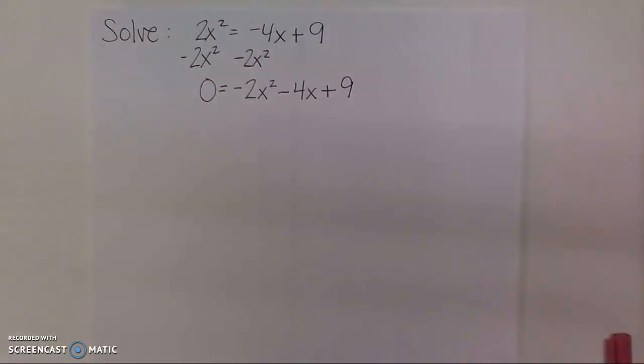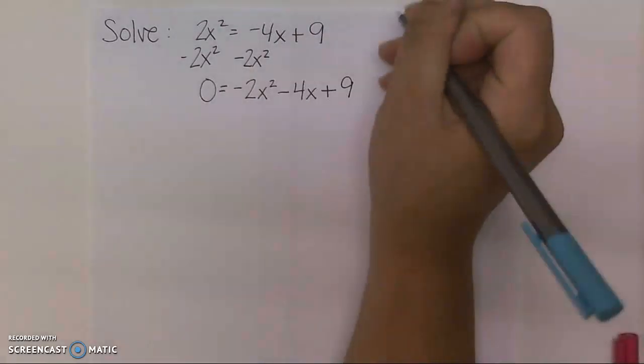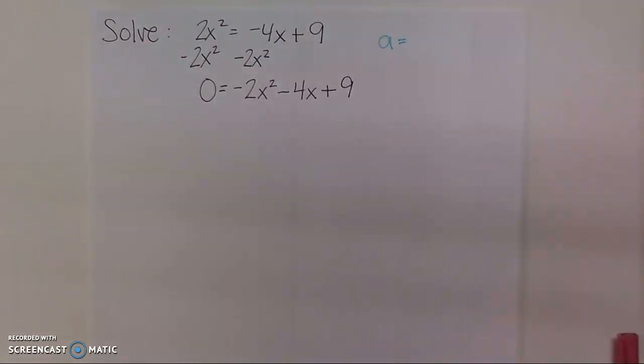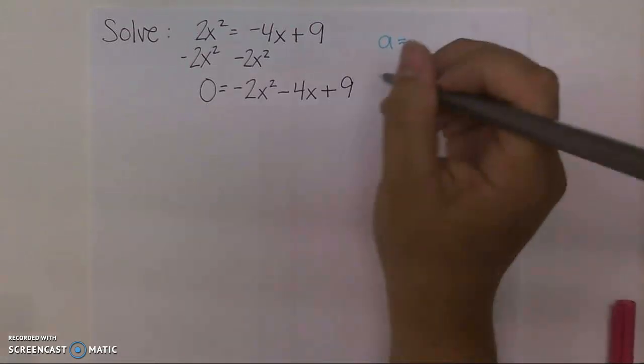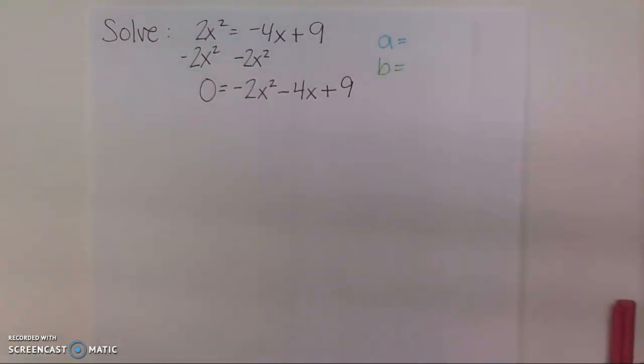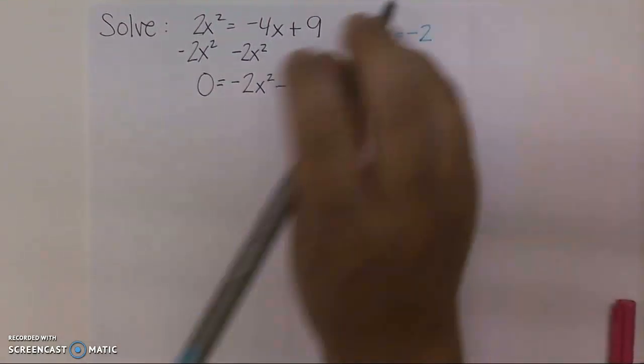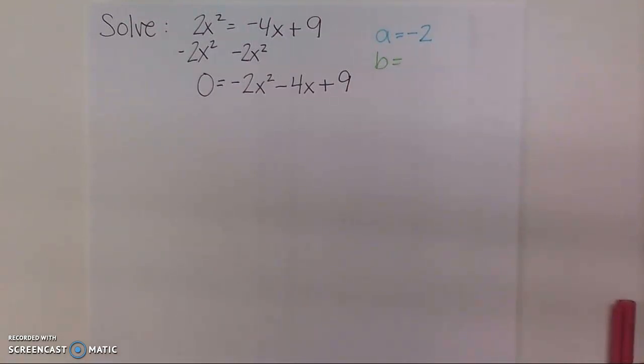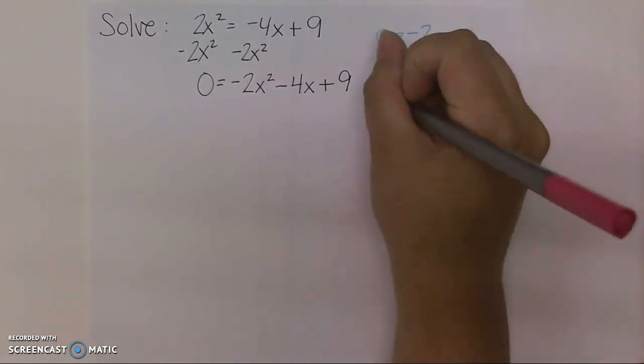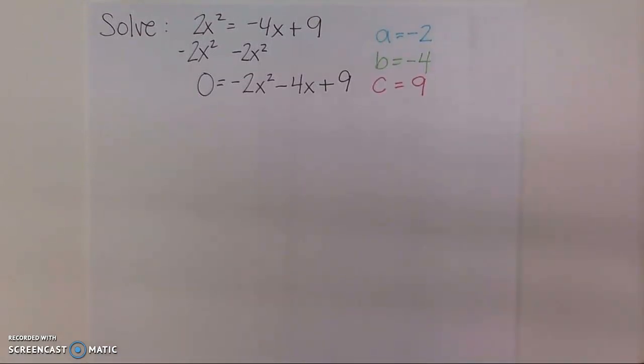All right, now that I have it set equal to 0, I am going to identify my A, my B, and my C. So A is negative 2. It's the leading coefficient. B is negative 4. It's always the one that's attached to the x term. And C is 9. It's always the one that is the constant.